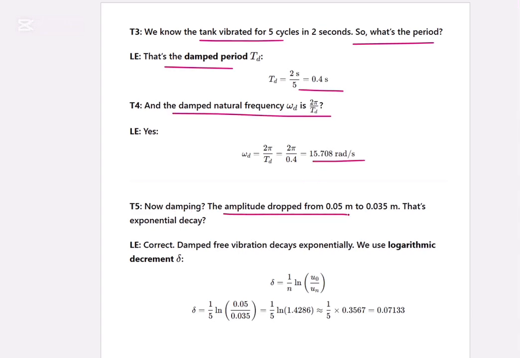Now damping. The amplitude dropped from 0.05 to 0.035. That's exponential decay. Correct, the damped free vibration decays exponentially. We use the logarithmic decrement. Using this formula, we can find out the logarithmic decrement.